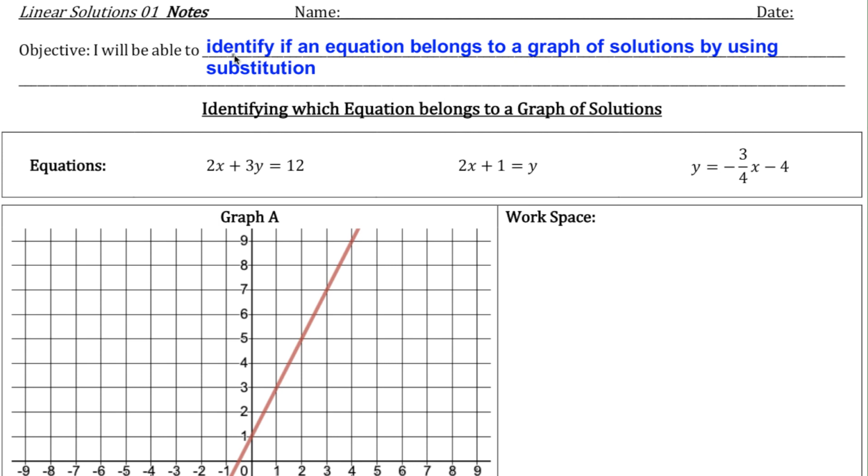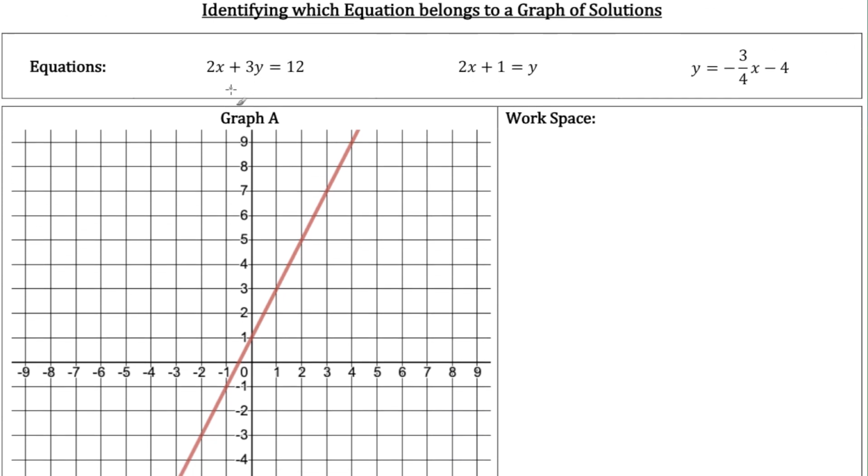All right, so in this lesson, we are going to identify if an equation belongs to a graph of solutions by using substitution. So we're going to use substitution to see if an equation goes with a graph.